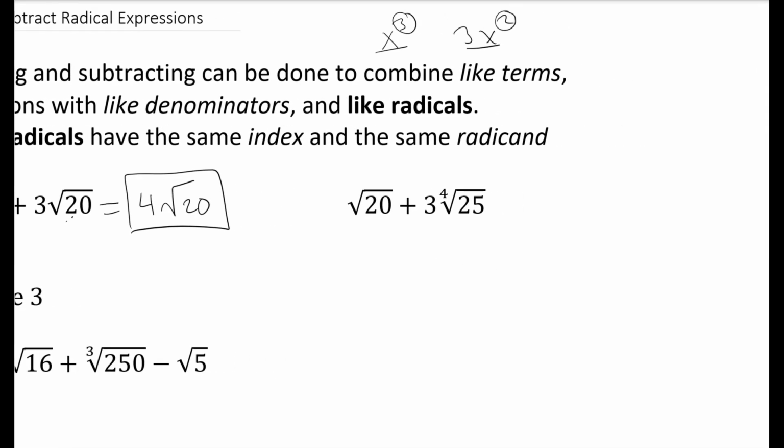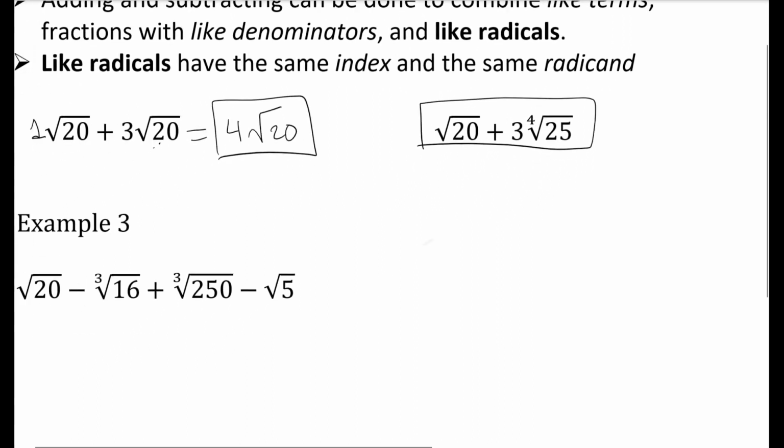All right, now this second problem, these are not like terms. You don't have the same radicand, and you don't have the same index: an invisible index of 2 here, and an index of 4 there. So therefore, we cannot combine this, and we're going to leave it as is. We cannot do anything else to this problem. So basically, this is the final answer if they were to ask you to simplify or anything like that.